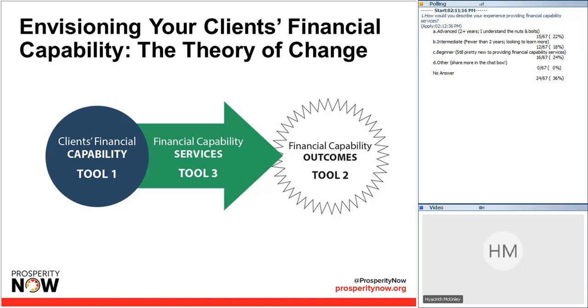So again, we start by trying to assess our client's financial capability. We then identify the outcomes that would help those clients build financial capability. And then we look at, through tool 3, the services that can bridge their client's current financial state to their desired financial position. So tool 3 fills in that missing piece to get folks closer to where they want to be from where they currently are.